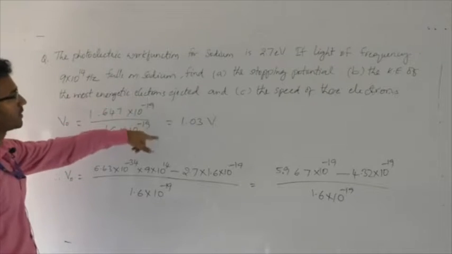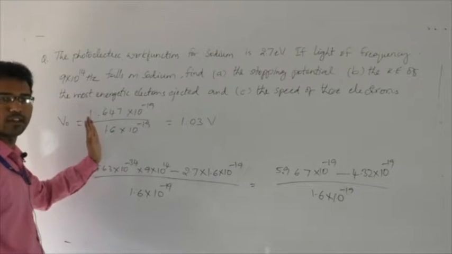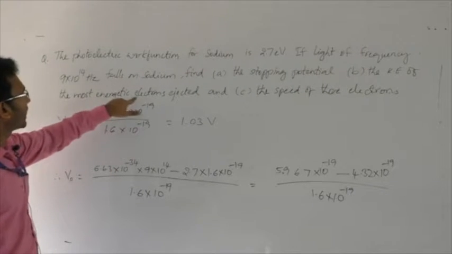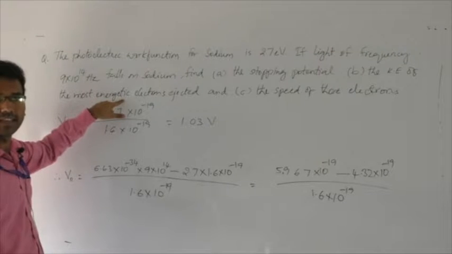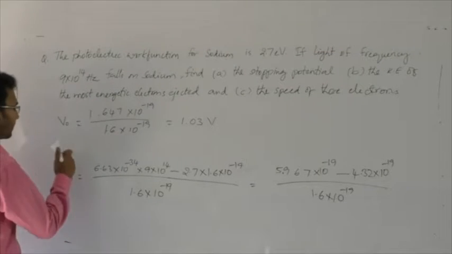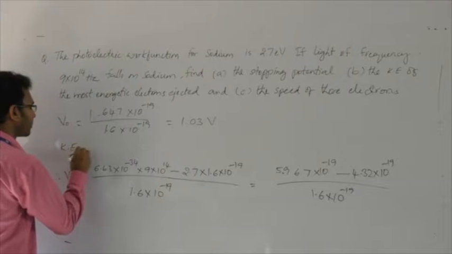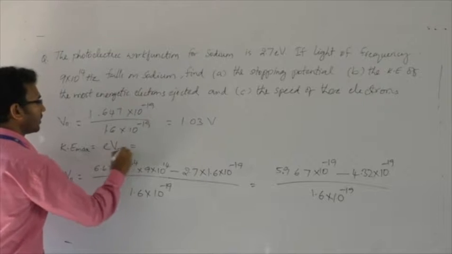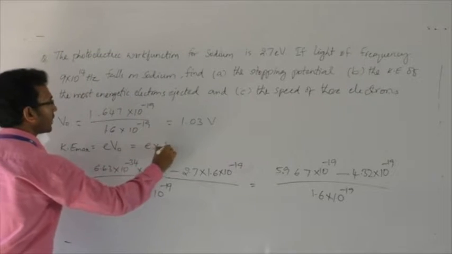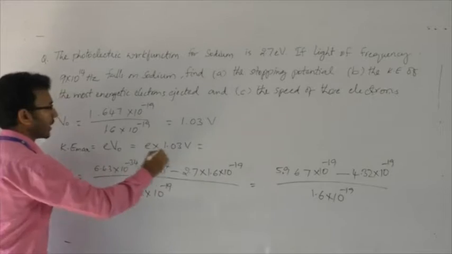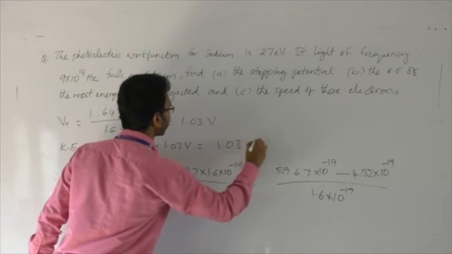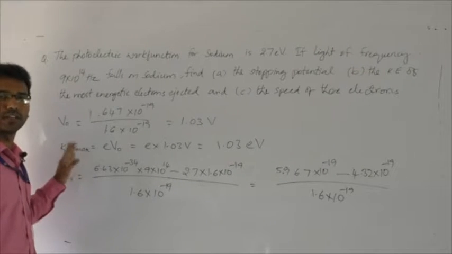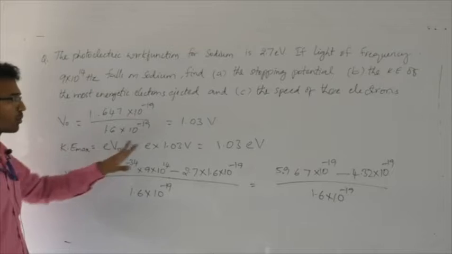This is how we find it. As simple as that. Just take the photoelectric equation, substitute the values. Now once you get the stopping potential, you can find the kinetic energy of the most energetic electrons. How do you find that? As I mentioned, KE max is eV naught. So e into V naught is known, 1.03 volts. So therefore we can simply write it as 1.03 electron volts. So this is the maximum kinetic energy possessed by the electron. So KE max is 1.03 electron volts.